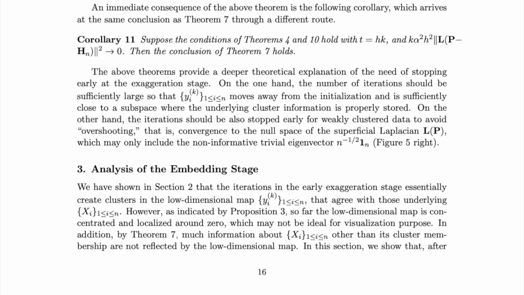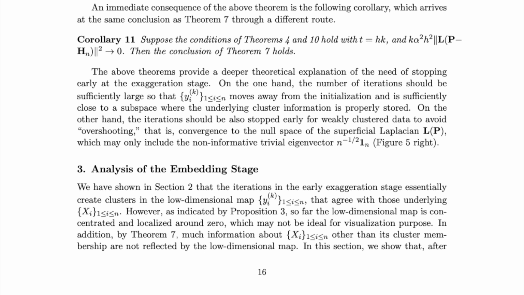On the one hand, the number of iterations should be sufficiently large so that y_i^(k), 1 ≤ i ≤ n, moves away from the initialization and is sufficiently close to a subspace where the underlying cluster information is properly stored. On the other hand, the iterations should also be stopped early for weakly clustered data to avoid overshooting, that is, convergence to the null space of the superficial Laplacian L of P, which may only include the non-informative trivial eigenvector 1_n/√n, Figure 5 right.